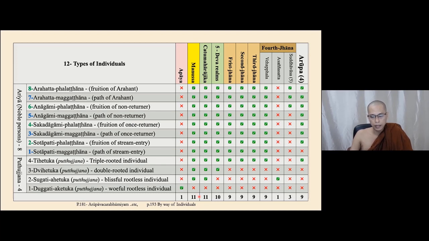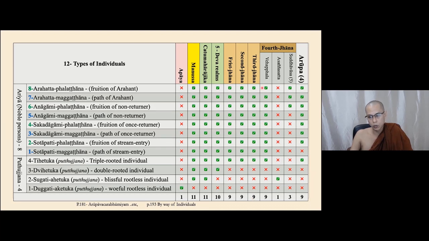So there are 11, except the rootless individual. And for the higher deva realms, except two individuals of rootless, the other 10 can be found. And in the Brahma world, first jhana, second jhana, and third jhana, there you can find 9 individuals.